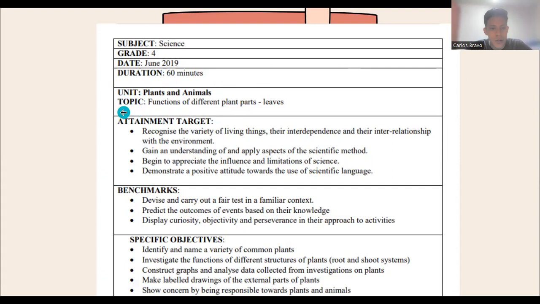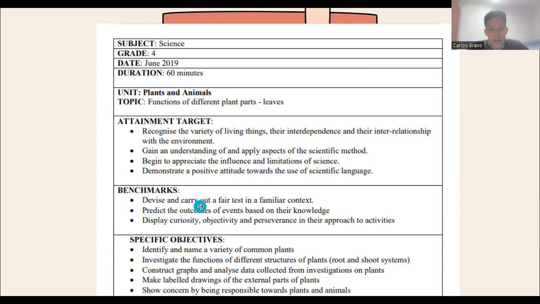And the unit or topic, the author of this lesson plan chose plants and animals, and the topic is functions of different plants, parts, and leaves. The achievement target is the activities that the teacher tries to develop with the students, using verbs like recognize, begin, demonstrate the attitude according to the topic. And here we have the benchmarks, the activities that the teacher predicts for the students according to the learning process.